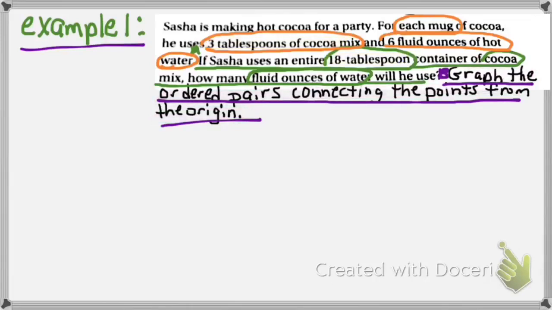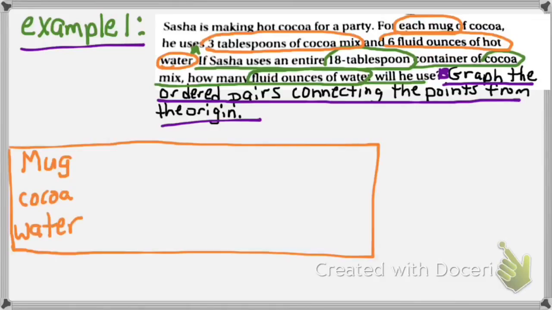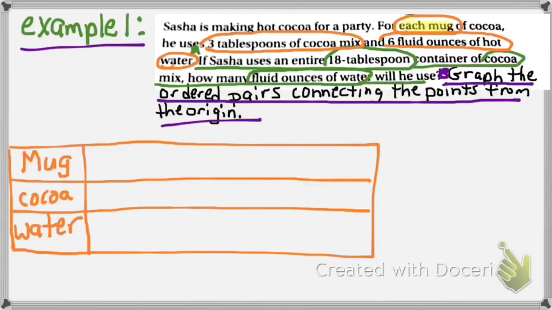So I'm going to go ahead and make my table, and I know that for each mug, so I'll start with mug, we have a certain amount of cocoa that goes in and a certain amount of water that goes in to make the hot cocoa. I'm going to set this up as a nice big long table. Again, since I'm graphing, I need all of the ordered pairs up to the last one that I'm looking for. Make my table. And as I highlighted in yellow, it says each mug, and each mug is 1 mug. So I'll write down 1. For each mug, I used 3 tablespoons of cocoa mix, so cocoa is 3. And I used 6 fluid ounces of hot water, so the hot water is 6.